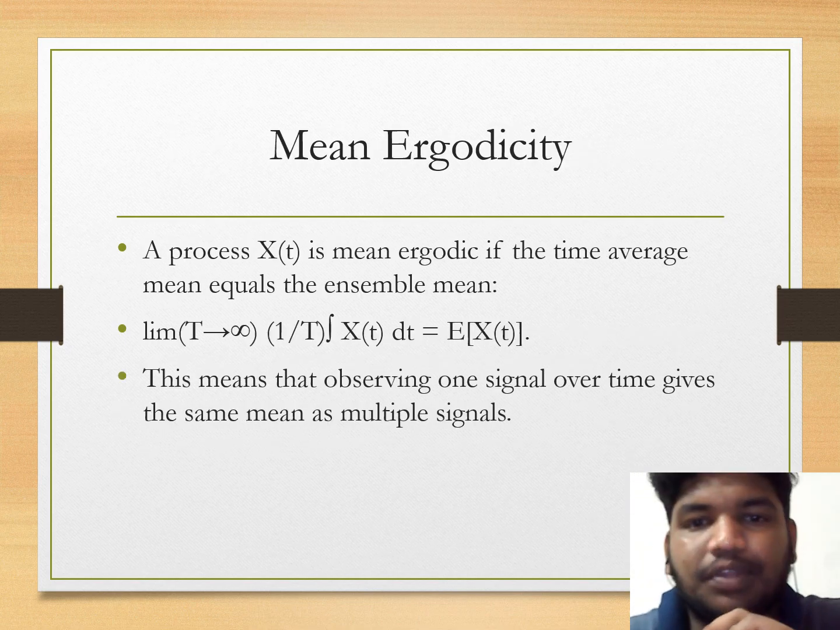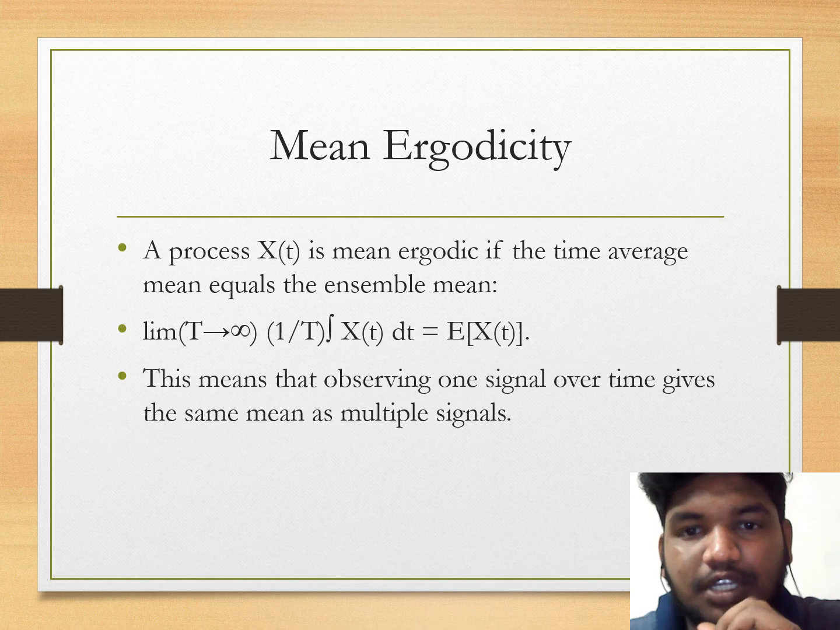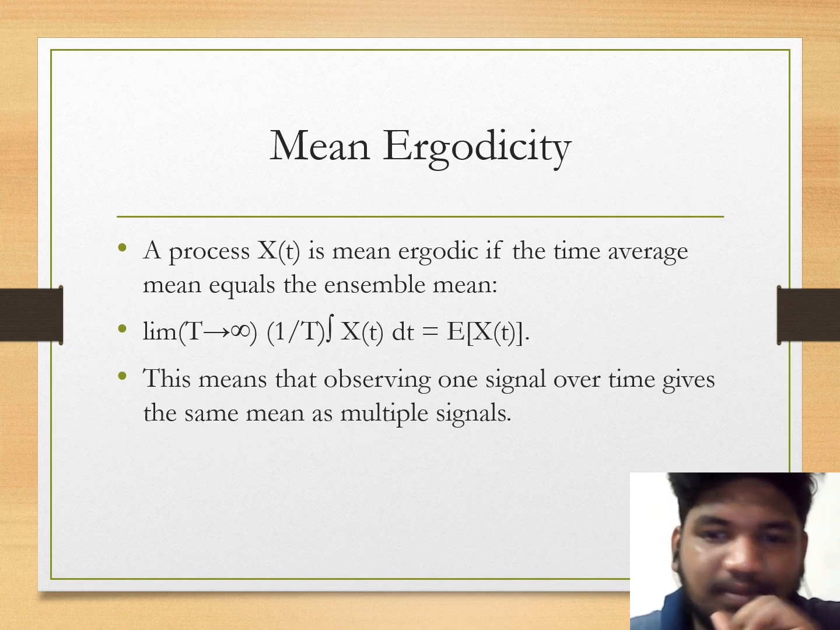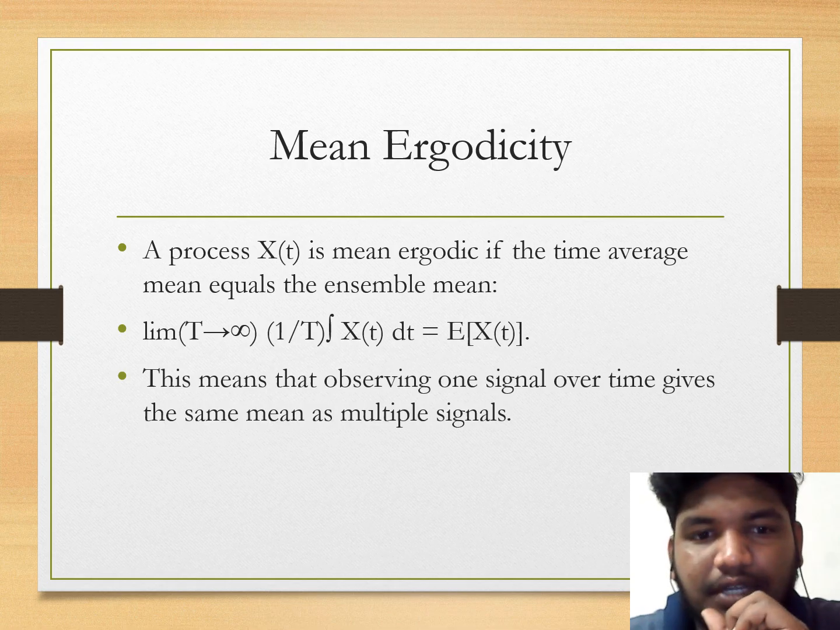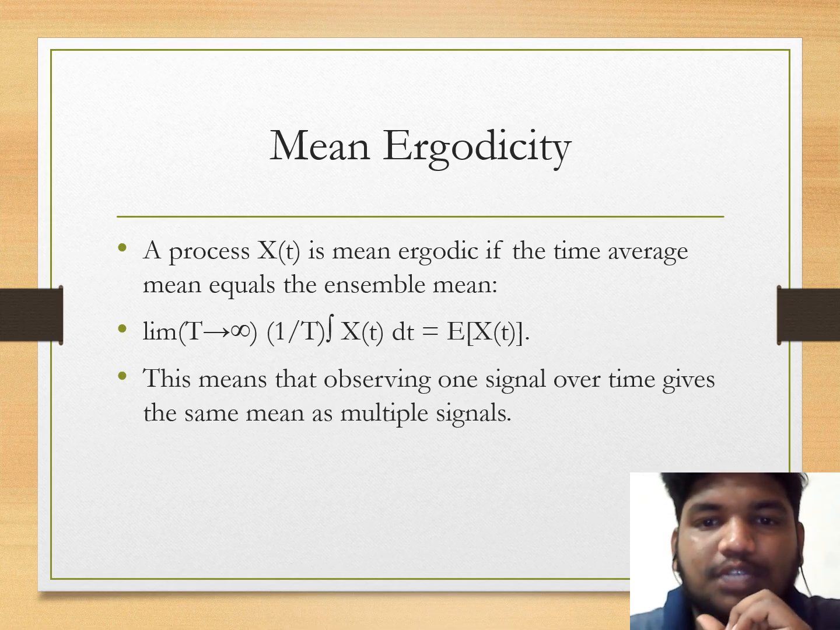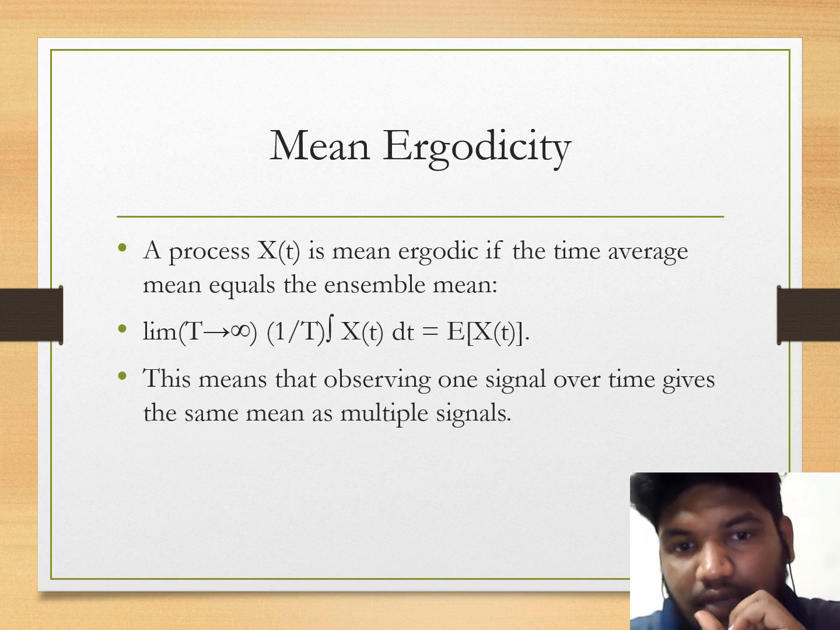Mean ergodicity. The process x(t) is mean ergodic if the time average is equal to the ensemble average. Here also that is only: limit T tends to infinity, 1/T times the integral of x(t) dt, equal to the expectation of x(t). This means observing one signal over a time is equivalent to a sample of multiple signals.